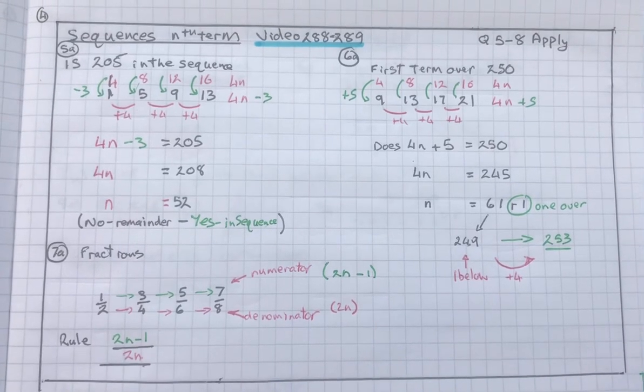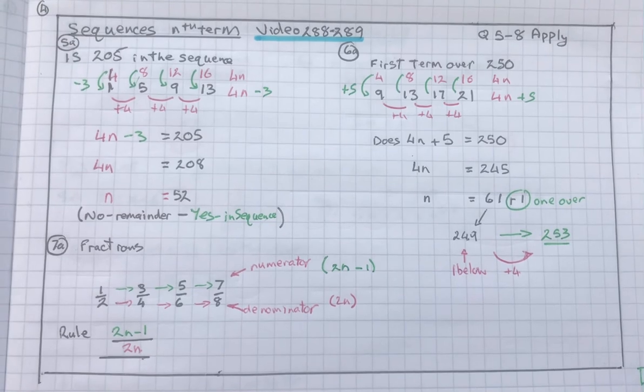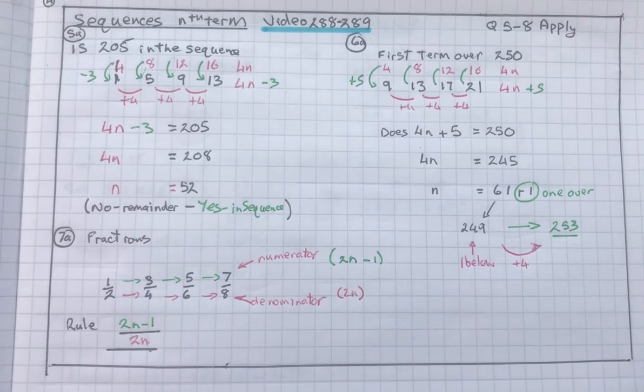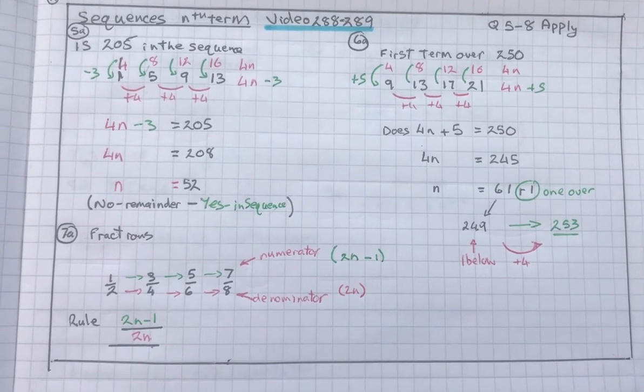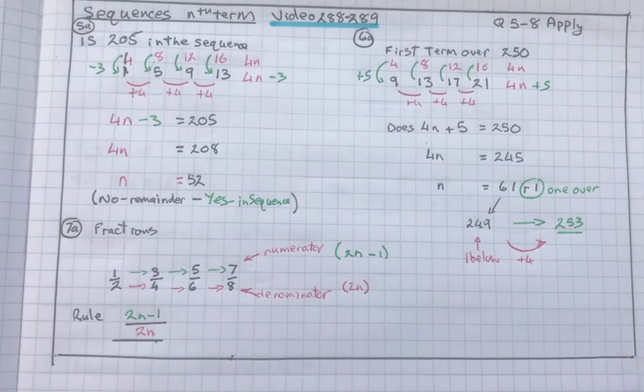Today's lesson is on sequences, nth term, and finding out if a number is part of a sequence. If we look at question 5a, is 205 in the sequence 1, 5, 9, 13? Well, the best thing to do is to find the nth term, the rule for that sequence.